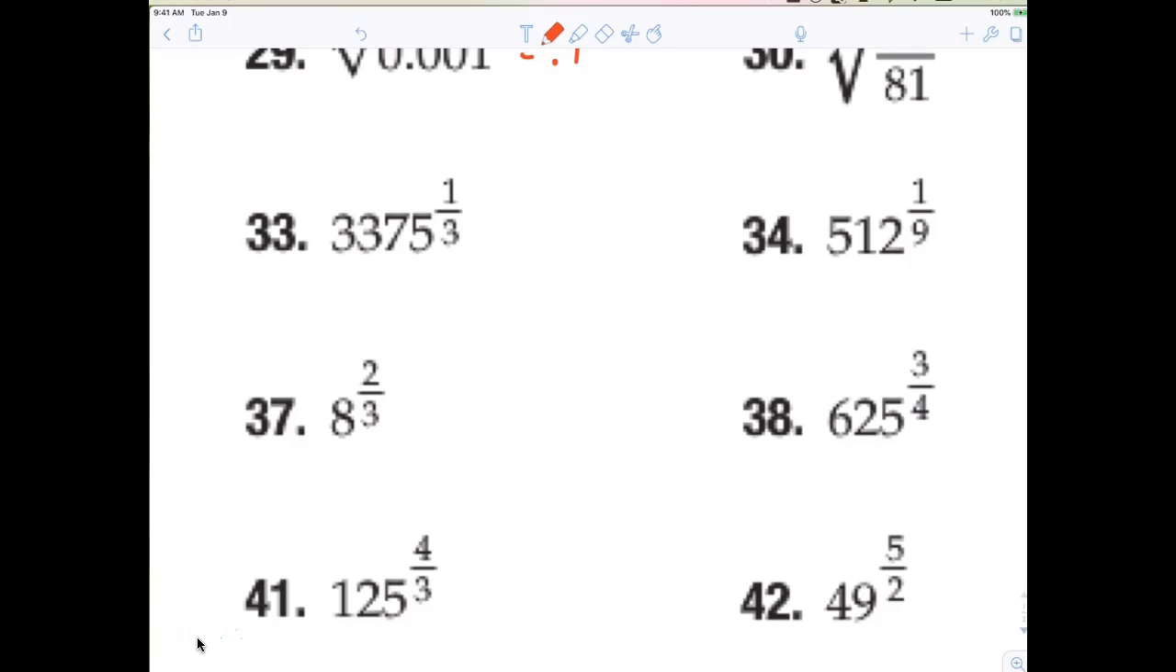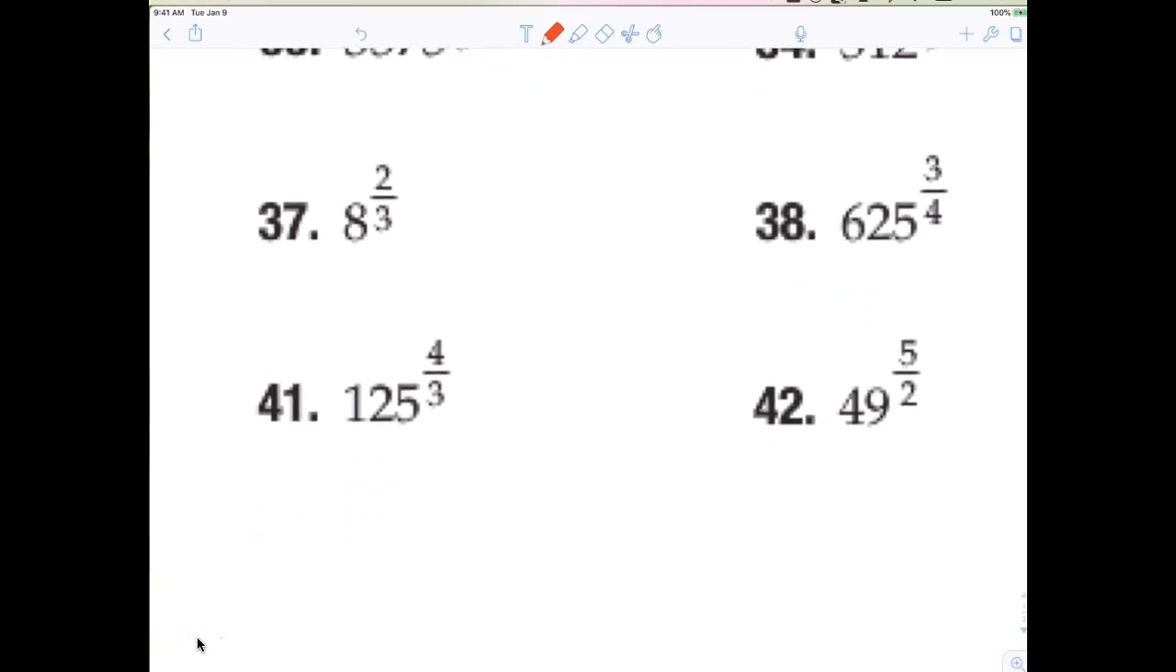15. Somebody said 15. Is that correct? Yes, 15. All right, let's look at 37. What's the cube root of 8, guys? Wait a minute. What's the cube root of 8? 2 squared. 4. All right.